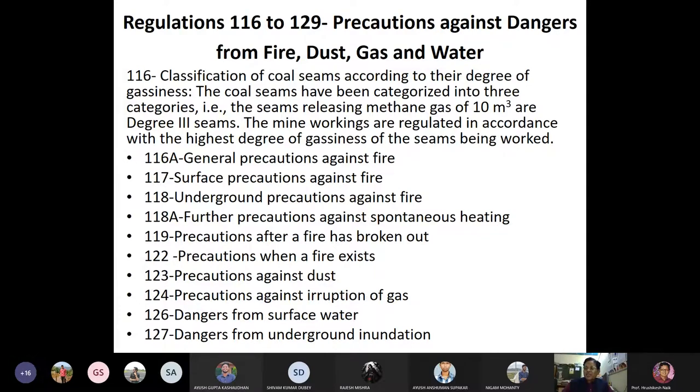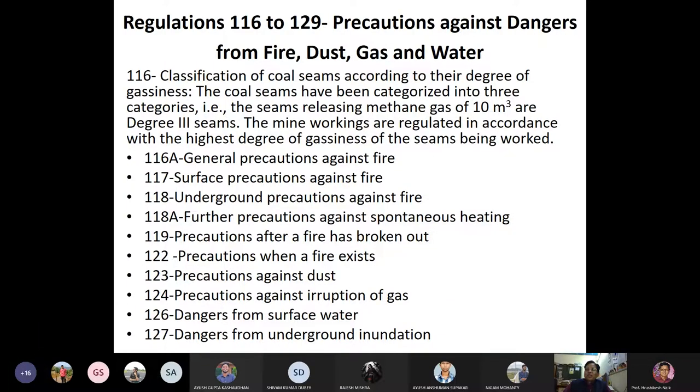precautions against spontaneous heating of coal, which is defined in that regulation. Then, about the precautions to be taken after a fire has broken out. Suppose fire has already taken place in your mines. So what is to be done, what precautions are to be taken, is discussed in your regulation number 119.